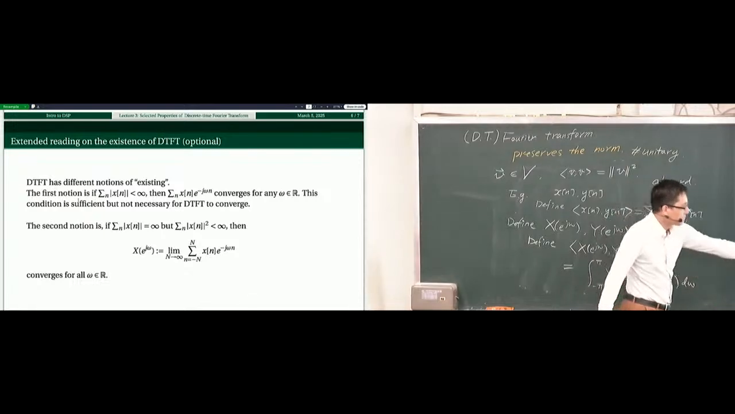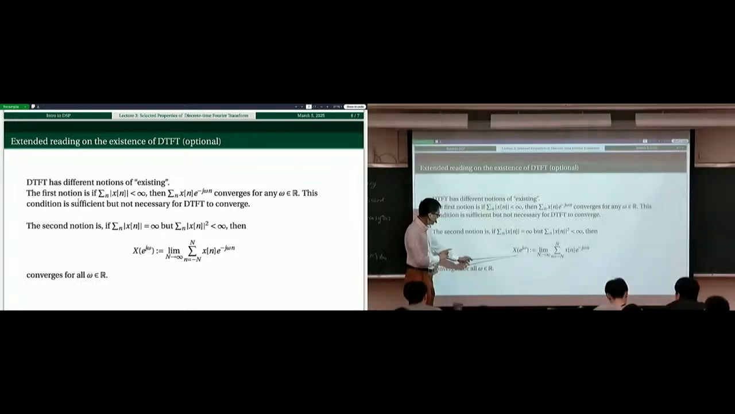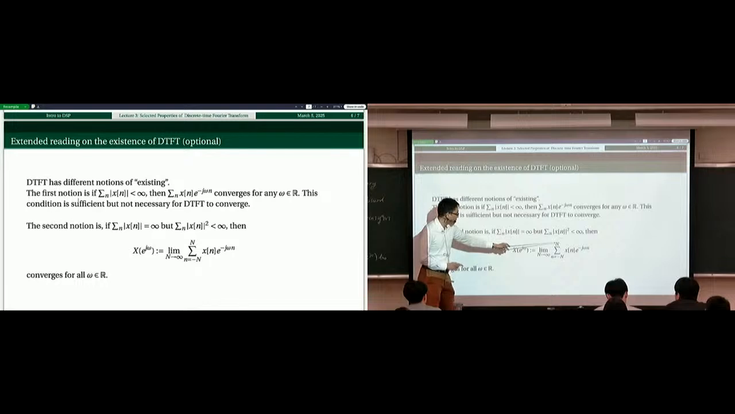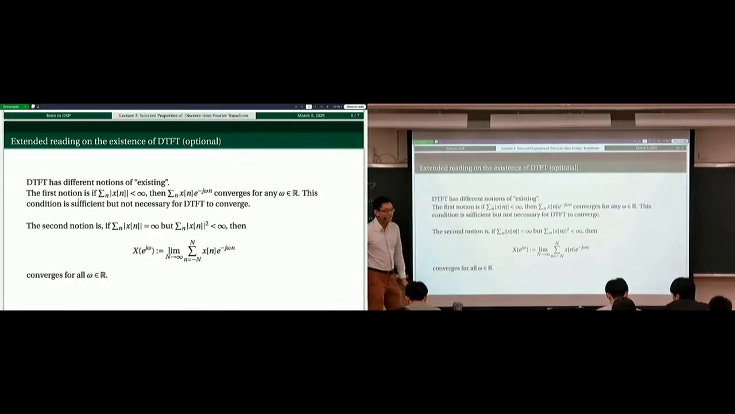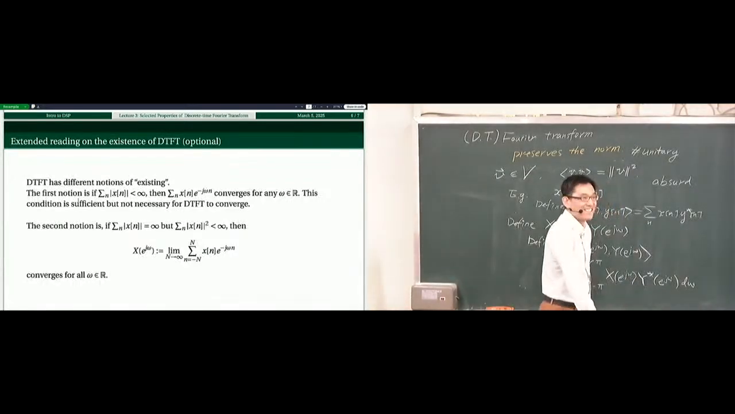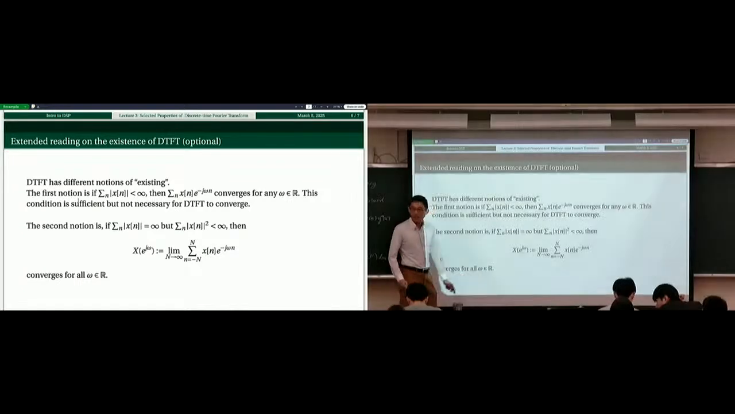Then we just need a more careful definition of DTFT. Then let us define DTFT as a limit. The limit of what? The limit of taking this finite summation first, then letting big N go to infinity. Looks stupid, right? That's the second notion. It's a worry about a kind of rare case: what if the signal is not absolutely summable, but the square of the signal is absolutely summable? Then we can refine our definition.